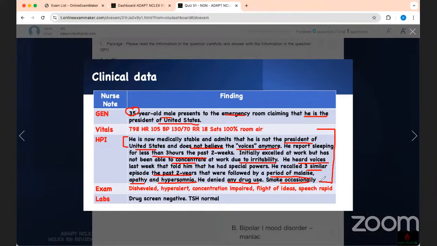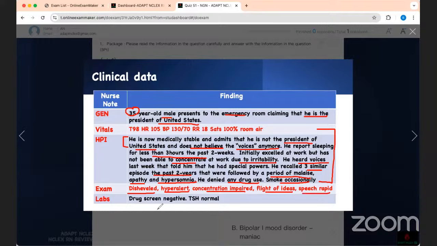Can you do that? If you're doing that, then you're mastering case study. Just by reading it, you should have some idea. So if you pick one and say, "Oh, this is it," whatever I read next should confirm it, right? The client is disheveled. Does that confirm your diagnosis? He is hyper alert, right? His concentration is impaired. He has flight of ideas, and his speech is rapid.